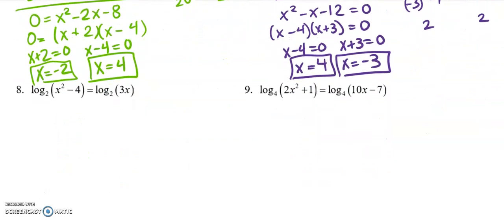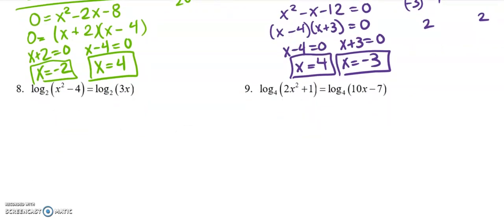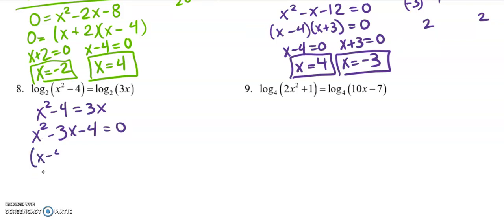Try number 8. Log base 2 of x squared minus 4 equals log base 2 of 3x. So x squared minus 4 equals 3x. Again, a quadratic. Practicing some quadratics here. X squared minus 3x minus 4 equals 0. Factor: x minus 4 and x plus 1 equals 0. So x equals 4 and negative 1.